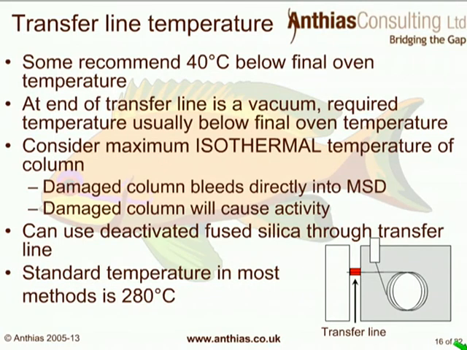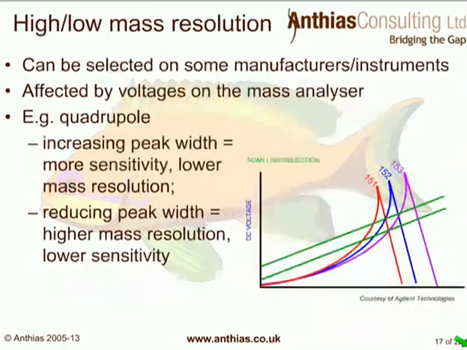Other things we need to think about with our transfer line is the column maximum isothermal temperature. Because the transfer line itself is at a constant temperature, damaged columns will bleed directly into the mass spec, meaning we need to clean them up more often and we'll get a lower sensitivity. Damaged columns will also cause activity within the transfer line. So we need to make sure that the transfer line temperature is at or below the maximum isothermal temperature of the column. We could use activated fused silica through the transfer line instead of our analytical column, of course, then it won't be a problem. Standard temperature in most methods is about 280 degrees for our transfer line.